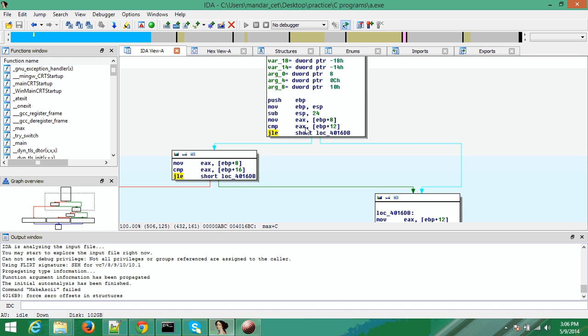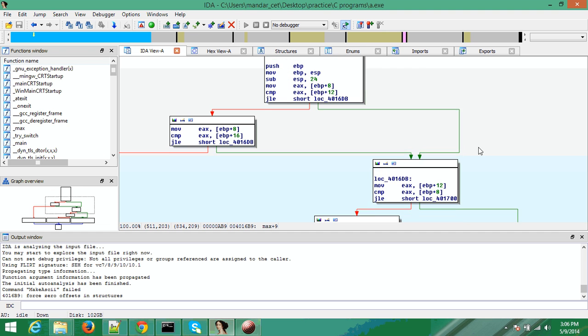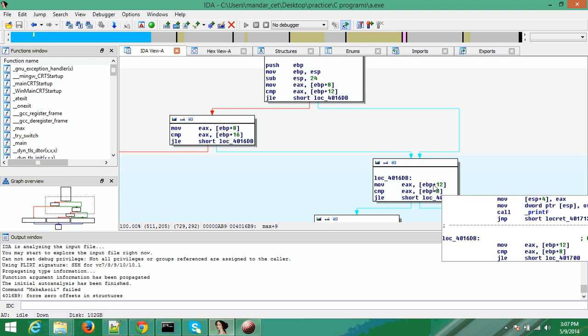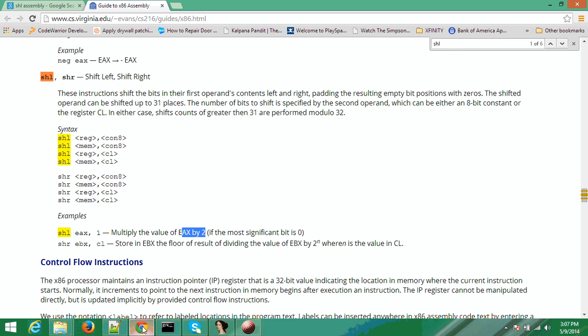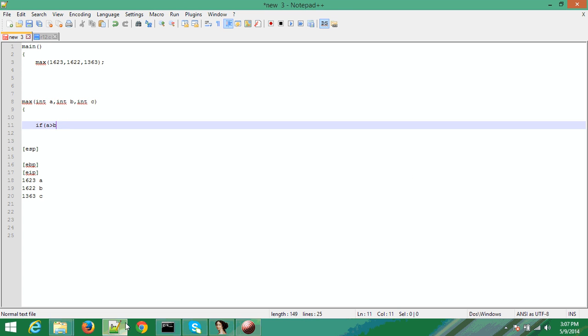So it compares, let's assume that it finds that a is less than b, but at that point in time it again goes to this specific statement. Again, it seems like we are moving the same values back into eax. So in this case, you're moving EBP plus 12, which is b, and EBP plus 8, which we know is a.